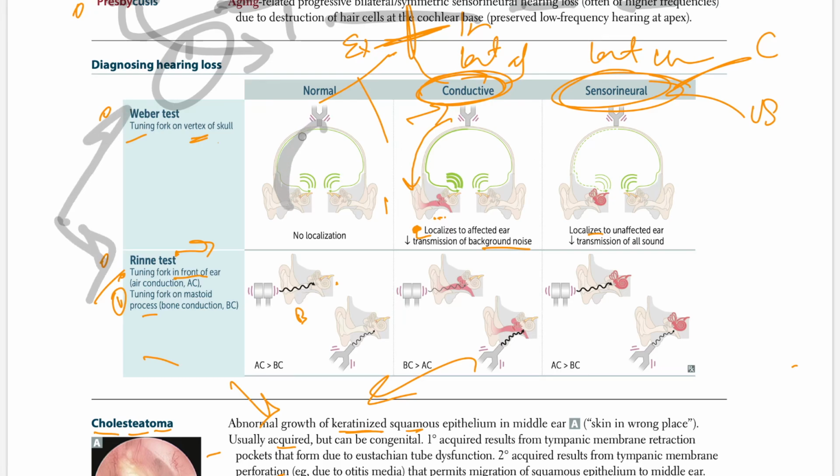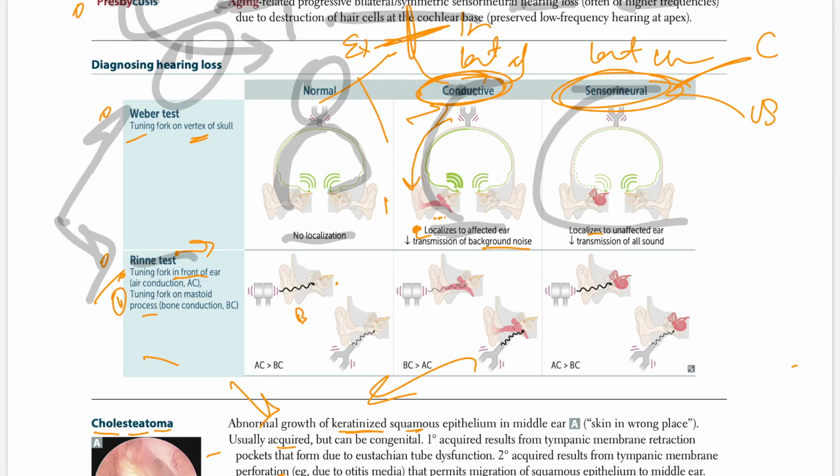Weber's is going to lateralize. Normally, it's just going to be both sides equal, no localization. But in conductive hearing loss, it's going to localize towards the affected ear. In sensorineural, it's going to localize to the unaffected ear.